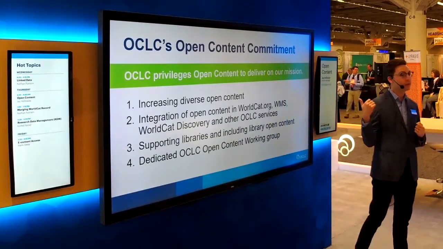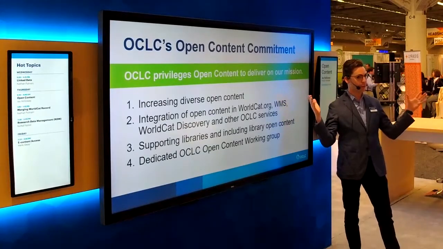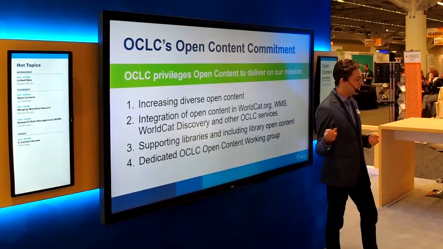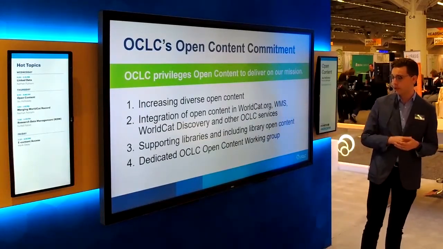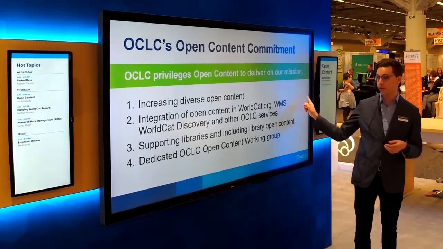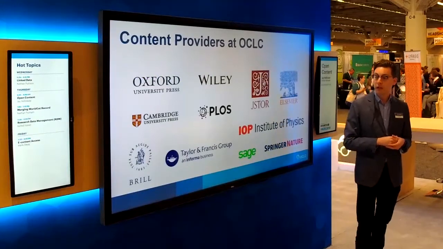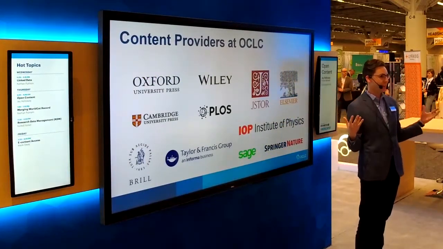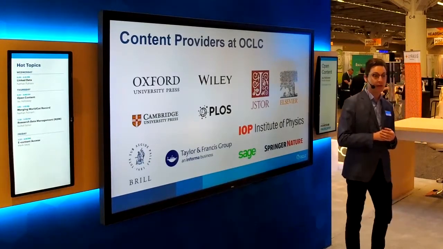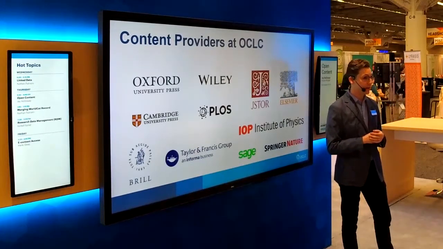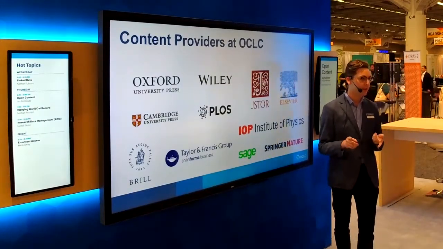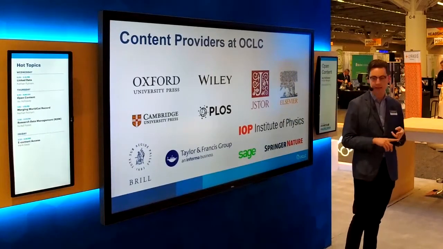Increasing the overall access that we have to the diverse world of open content, the integration of open into our products and services, supporting libraries and including the library-driven open content, as well as our dedication to moving these things forward. So to talk about the body of content that we have at OCLC for a minute, we've worked over the past 20 years to aggregate content from over 300 providers, 100 of which have provided some form of open content, so either hybrid, full, or embargoed content.